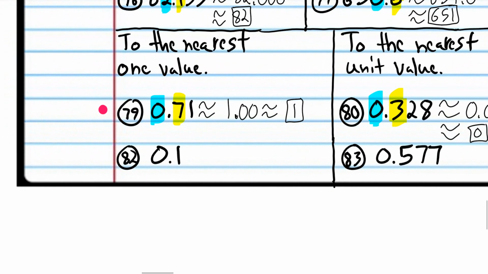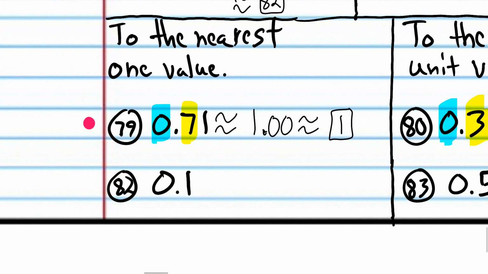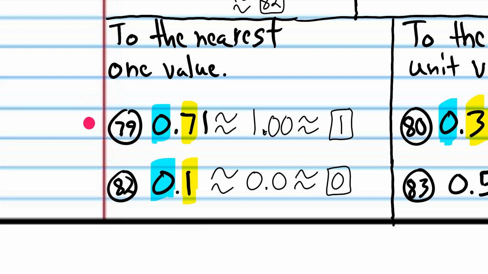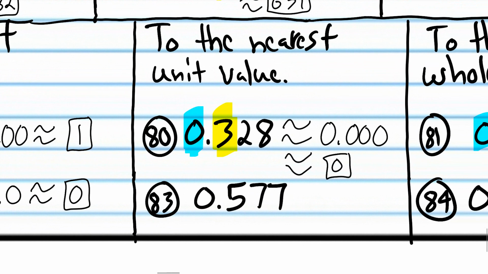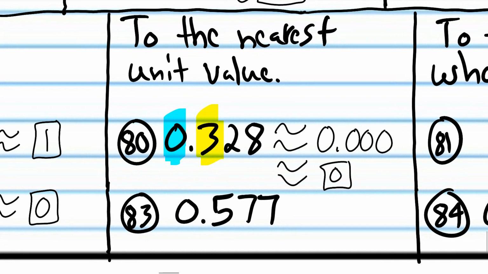All right. Try number 82, and when you come back, we'll do it together. All right, we're back. This is the ones place. The 1 tells us to round down, so the blue number doesn't change, and the other number becomes 0, but 0.0 is the same thing as 0, so that number rounds to 0. If you got 0, good job. Try number 83, and when you come back, we'll do it together.